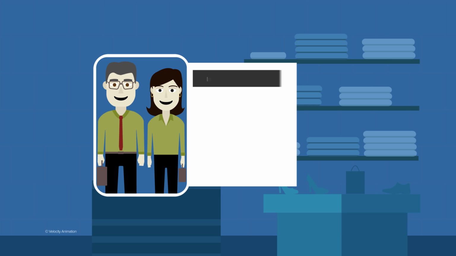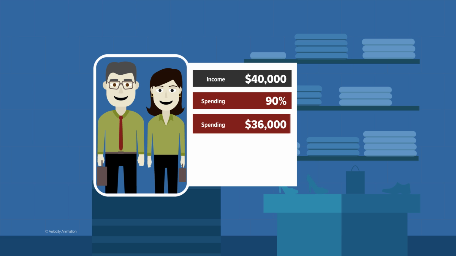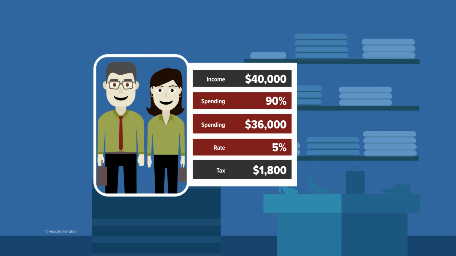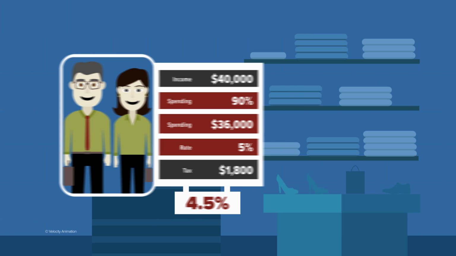If the Browns make $40,000 a year, they need to spend almost all of their income on basic living expenses, things like food, transportation, and housing. Let's say they spend 90% of their income, or $36,000. 5% of $36,000 is $1,800, or 4.5% of their gross pay.